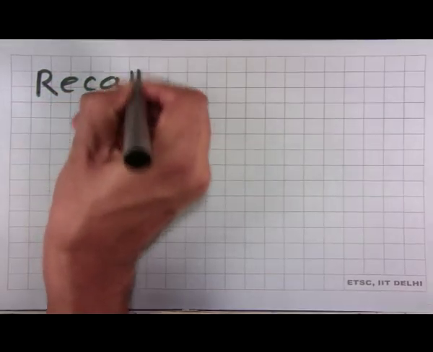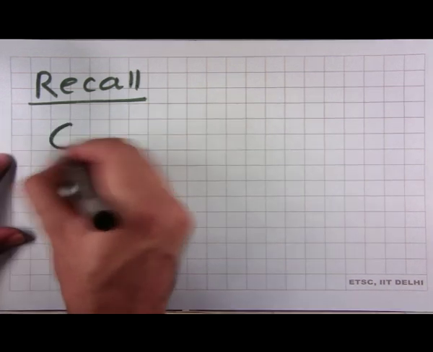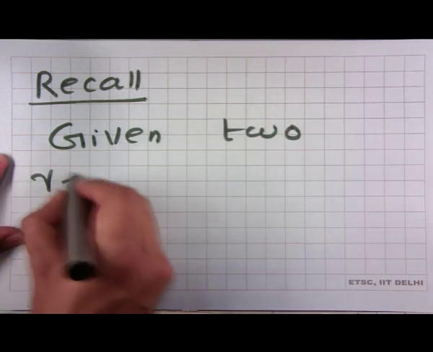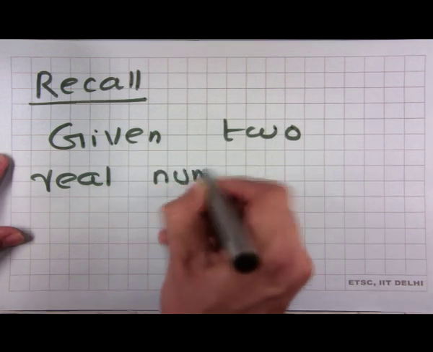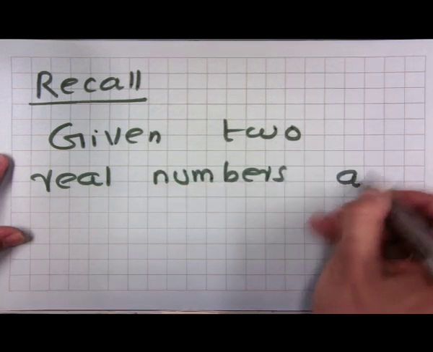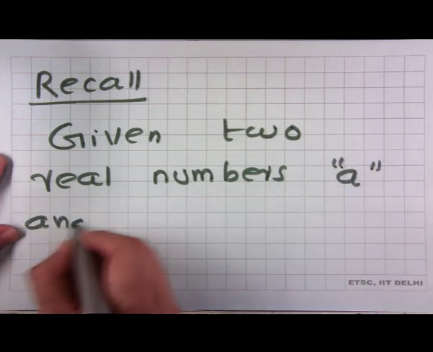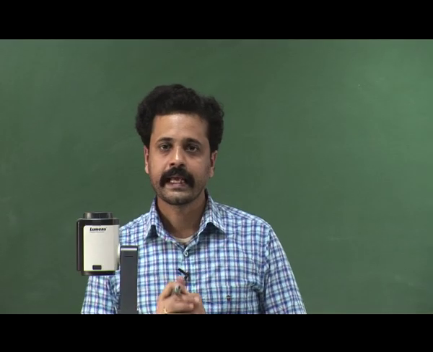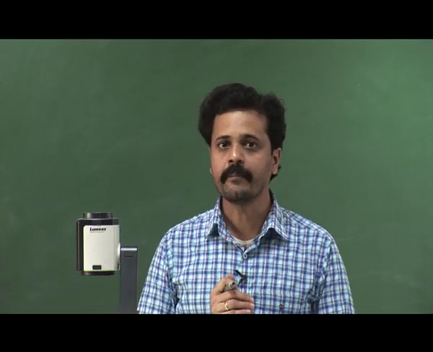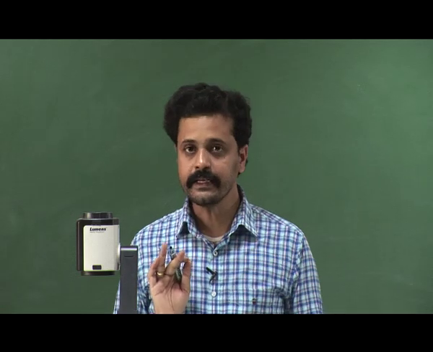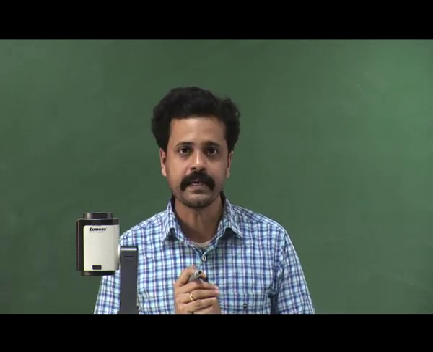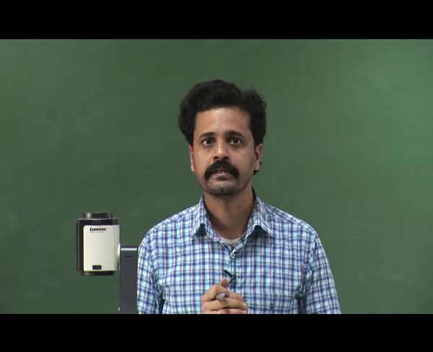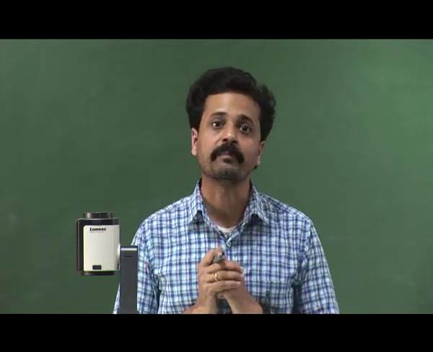Let us proceed. Recall that given two real numbers a and b, we asked a question: can we insert a number capital A between a and b so that these three numbers form terms of an arithmetic progression?